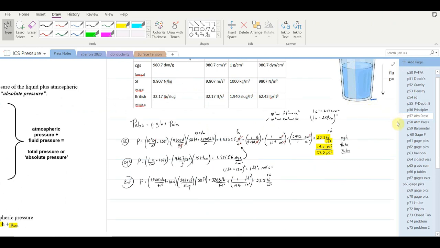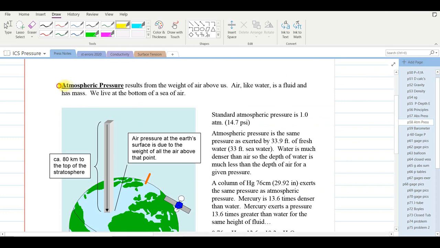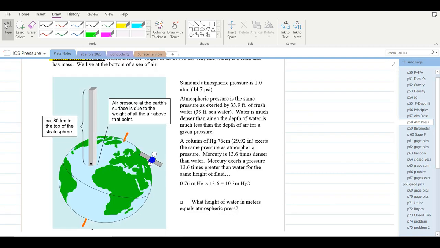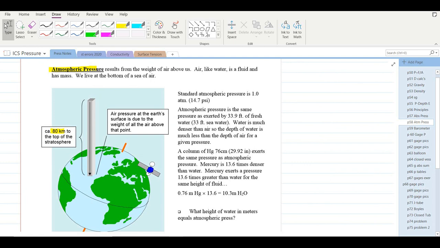Let's move along to page 58, atmospheric pressure. Atmospheric pressure results from the weight of air above us. Air, like water, is a fluid and has mass, and we live at the bottom of a sea of air. Most of our atmosphere, nitrogen and oxygen, lies closest to the Earth, but extends to approximately 80 kilometers high. It's not an exact boundary. And that's the stratosphere. So the height of air above the Earth's surface is approximately 80 kilometers, or about 50 miles. And that height of fluid above us is a weight per unit area.